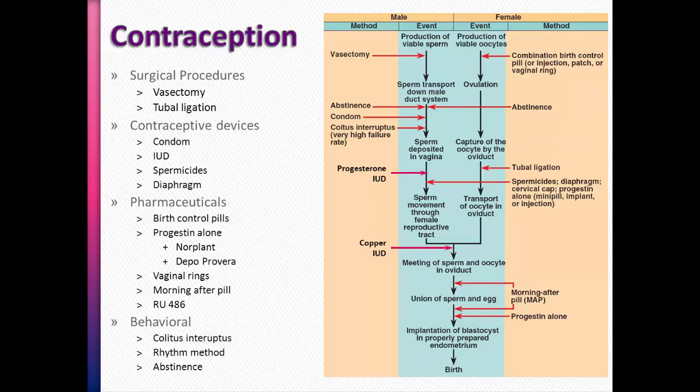Then there's contraceptive devices. Of course, condoms prevent sperm from entering the vagina. IUDs, there are different kinds of IUDs. There's the copper IUDs.